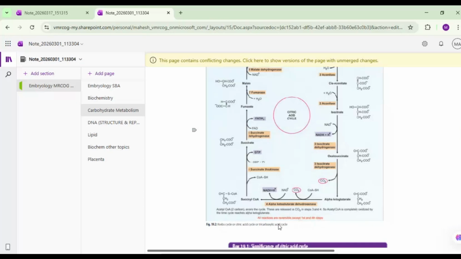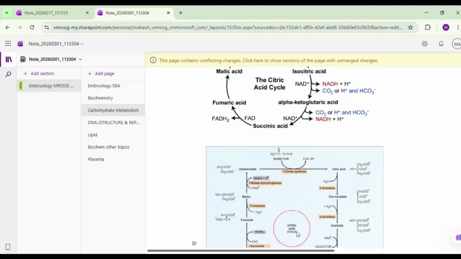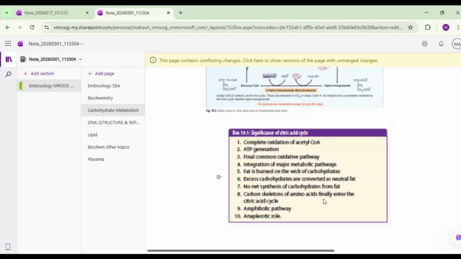And all reactions are reversible except step 1 and step 4. So here all stages are reversible except step 1 and step 4, which are irreversible steps. Okay, so that is the Krebs cycle. Now what is the significance of the citric acid cycle?